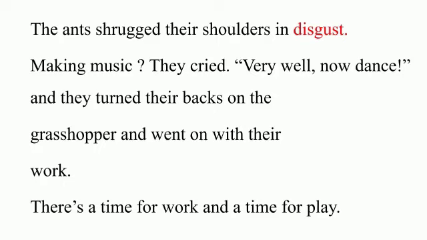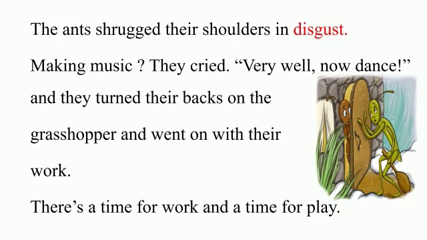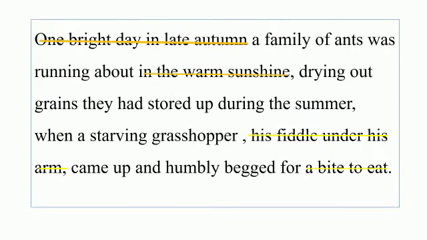Now you have read the story, and after you have understood the text, the first step is to find out what is important in the story and cut down the irrelevant details. Draft, which I am going to write. See that I have cut down some of the extra details, like one bright day in the late autumn, in the warm sunshine, his fiddle under his arm, and a bite to eat. These words I have cut down because these are the extra details which are not required for the first draft.